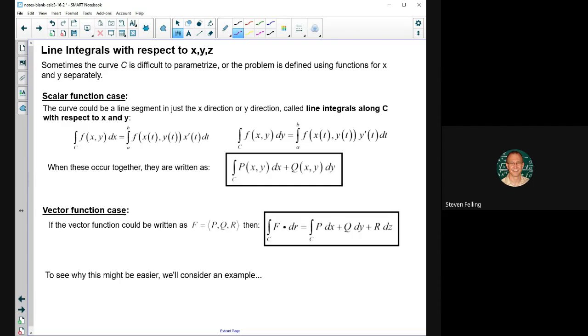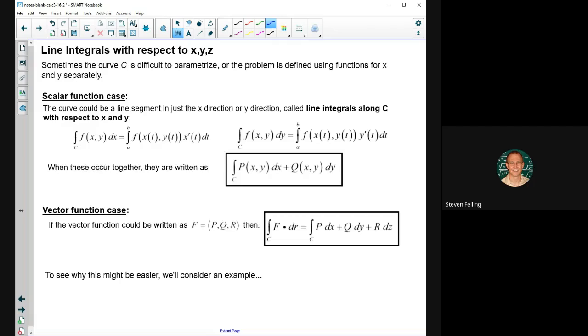Okay, so sometimes the curve C is either difficult to parameterize or it's easier to parameterize using one of the variables instead of this new variable. And then we'll just look at the scalar function case initially, okay? Well, so let's say that the curve could be a line segment that's just in the x direction or just in the y direction, right? Those are called line integrals along C with respect to x or with respect to y.